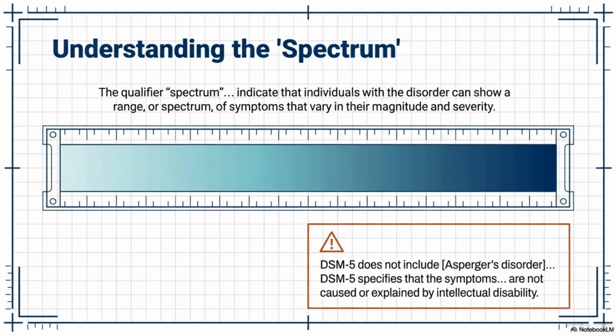This raises an important question, right? The textbook uses the word spectrum. How has our definition changed, and what happened to Asperger's? For decades, the public was very familiar with the diagnosis of Asperger's syndrome. What prompted the psychiatric community to drop Asperger's and consolidate everything under the autism spectrum disorder umbrella?